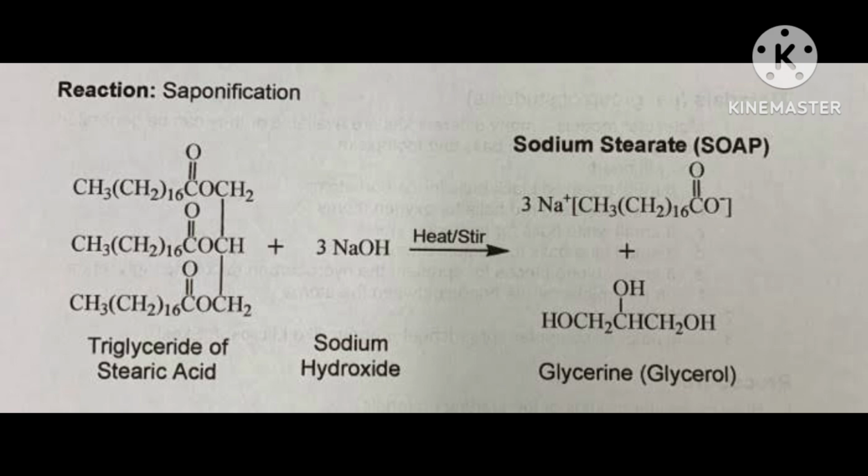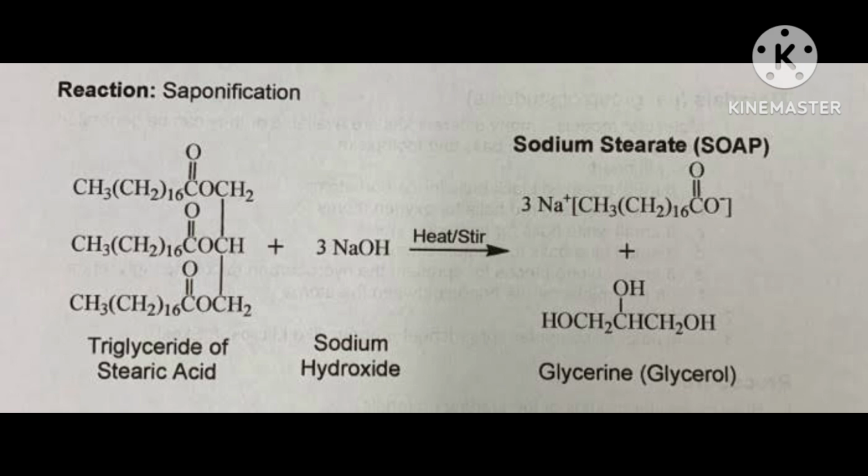Correct? In that way, the third bond will also break. Again like the first, CH2OH will form and O will join with Na. Means you will get 3 molecules of sodium stearate, 3C17H35COONa.